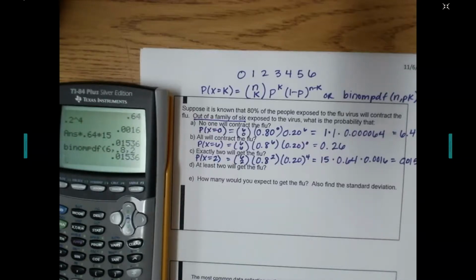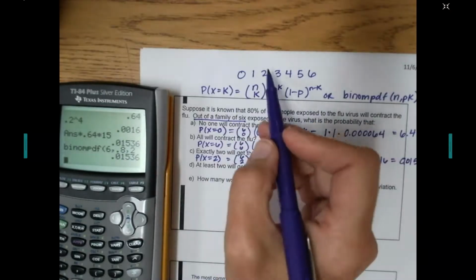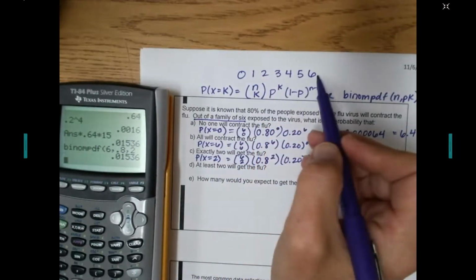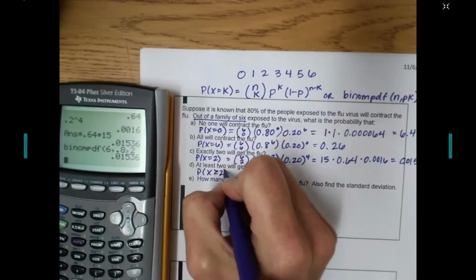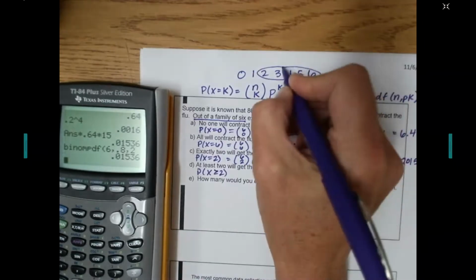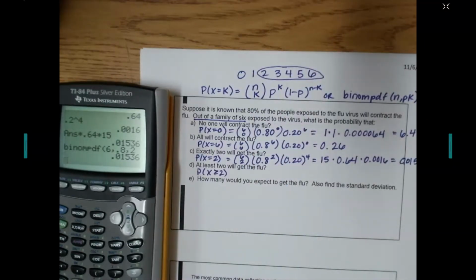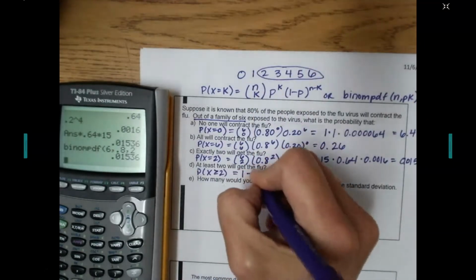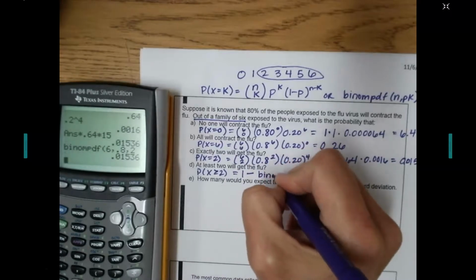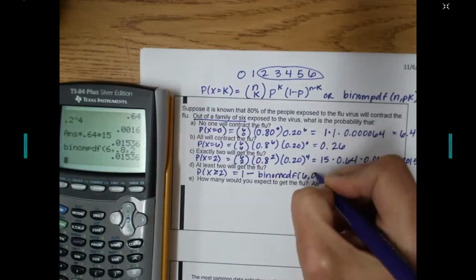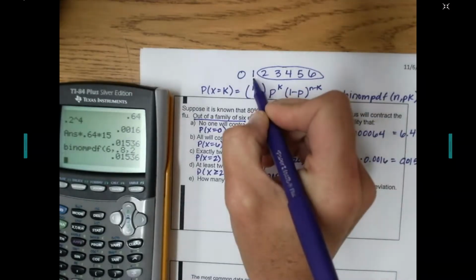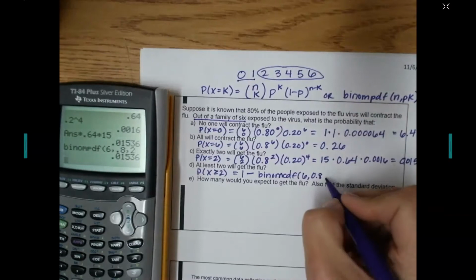What about at least 2? Well, at least 2 would be 2 or more, right? If I want the probability of at least 2, okay, well, I don't have a calculator key that goes up, right? So I know I'm going to be subtracting. So I'm going to need to subtract. I know I have 6. I know the probability of success is 0.8. What I don't want is from 1 back.